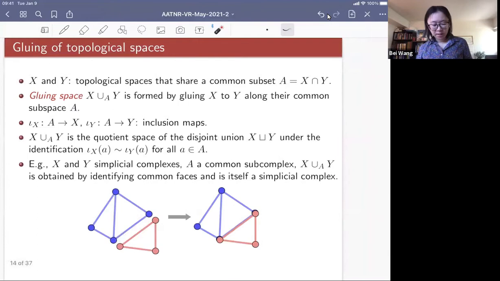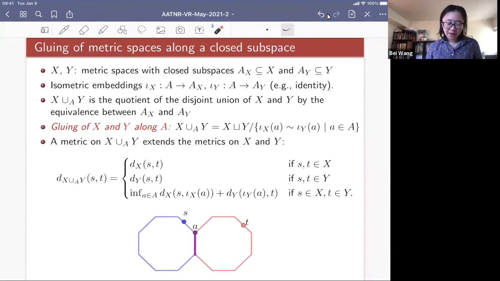So that's gluing. Now, if I have metric spaces, I want to do something similar. Again X and Y are metric spaces now, and each one of them has a closed subspace, A of X and A of Y. In this case, instead of inclusion maps, I'm going to look at isometric embeddings. So I can take those closed subspaces and map them together. One simple example is the identity. In fact, throughout this talk, this map is always the identity. Now, when we glue those metric spaces along the closed subspace, we again take the disjoint union and then quotient out by the equivalence relation defined by this isometric embedding.